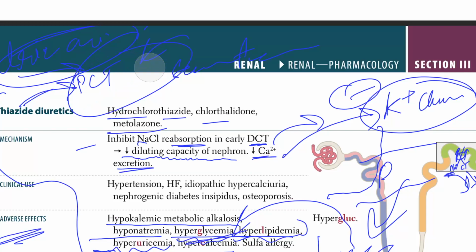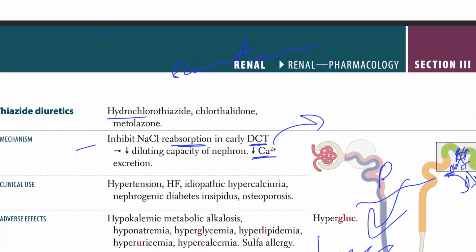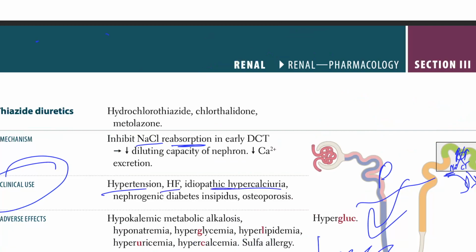So that's what we have for thiazide. But remember, the thiazide inhibits the sodium chloride. What are the clinical uses? Again: hypertension, heart failure, idiopathic hypercalciuria, nephrogenic diabetes insipidus, and osteoporosis. So that's pretty much all we have for thiazide diuretics.